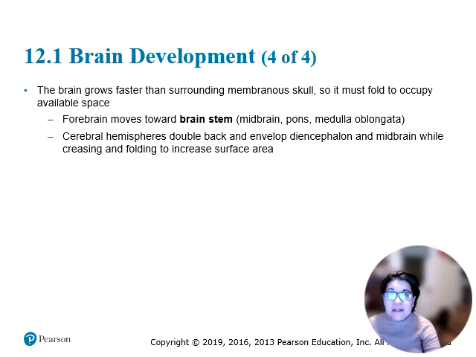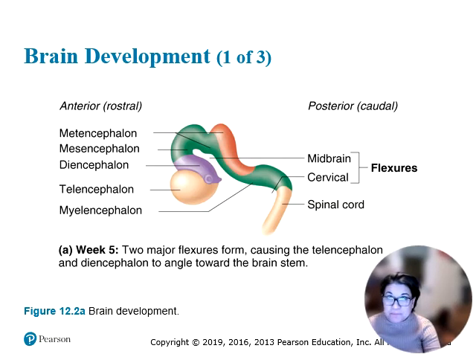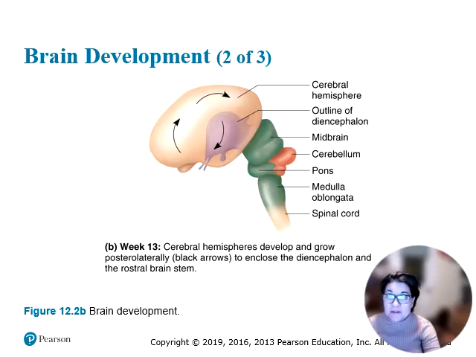And then the forebrain moves down towards the brainstem, and the brainstem is made of the midbrain, pons, and medulla oblongata. So this is like week 5. This is before a woman even knows she's pregnant generally, or right when you're getting a positive pregnancy test, and this is what the brain looks like of a developing fetus. And then week 13 here, you can see the cerebral hemispheres are starting to grow.